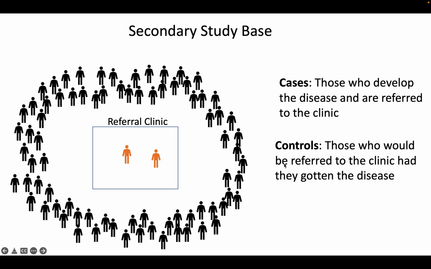It's a little more difficult to decide who the control base is, because you need to conceptualize who would have been referred to this clinic had they gotten the disease. And who knows, it's difficult. You could probably say that if it's the only one in a 100-kilometer radius, everyone in that radius, if they got the disease, would probably be referred there.